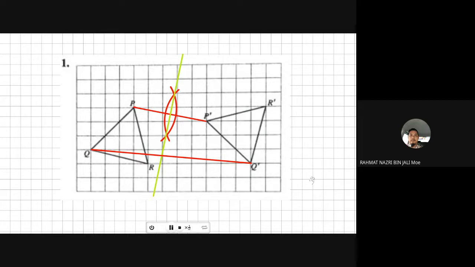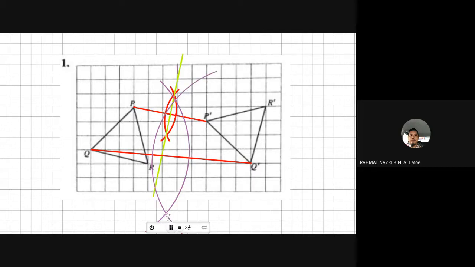Okay, the third step is to draw the divider for the straight line Q and Q prime. Bisector, we call it bisector, perpendicular bisector. So we draw an arc at the center Q first. Okay, use the compass. After that, we take the second center, Q prime. So we draw an arc.